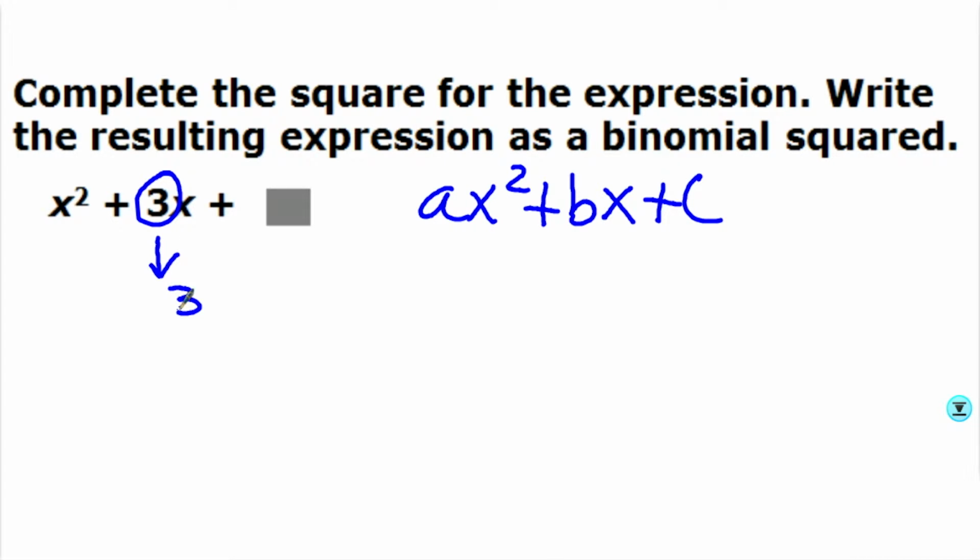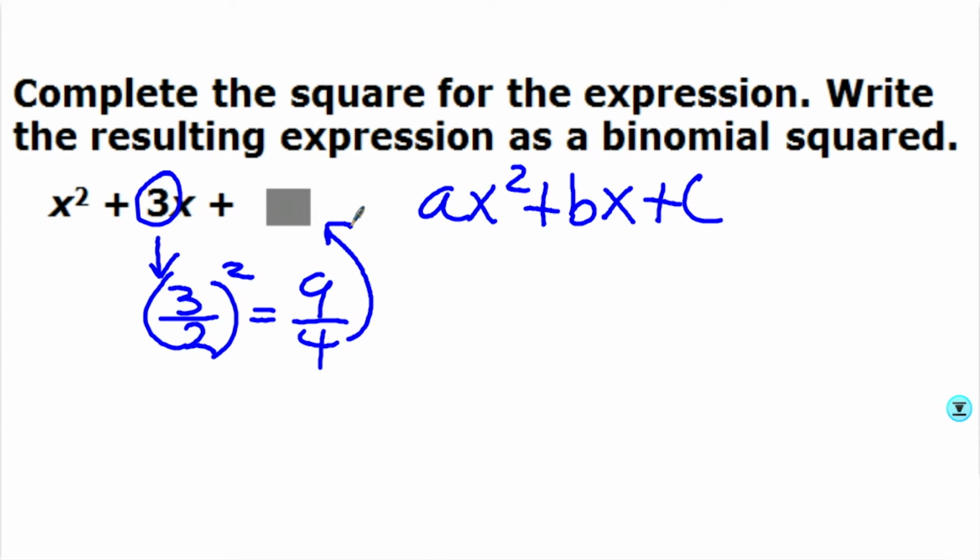and the way I complete the square is I divide it by 2 and then I square it. So if I do that, if I square 3, that's 9. If I square 2, that's 4. It's going to give me a fraction, but that's okay. I can deal with fractions. Once I complete the square, then I bring that back and put it on the end where, notice where the box is. So I'm going to put 9/4 in the box.